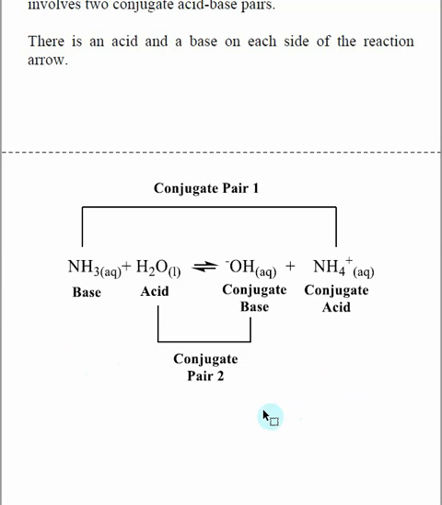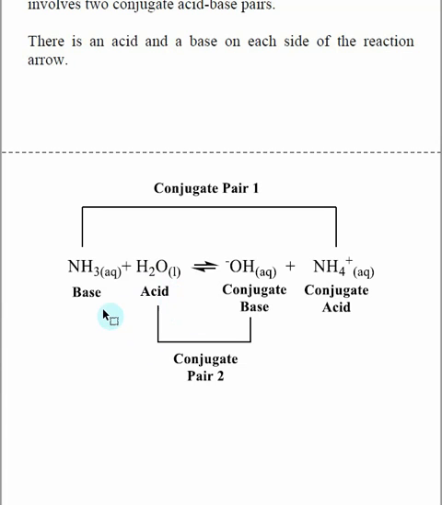The main thing that you need to remember is on both sides of the arrow there needs to be an acid and a base. So when I look at this, on the left-hand side of the arrow, I know ammonium is a weak acid, so that must be the base. Therefore, water in this case is acting as an acid, because if I have a base, I also have to have an acid.